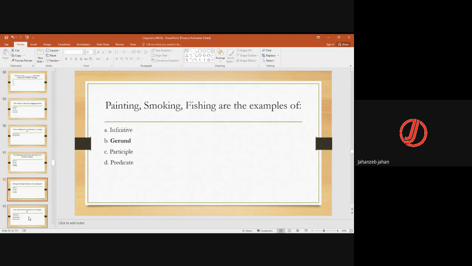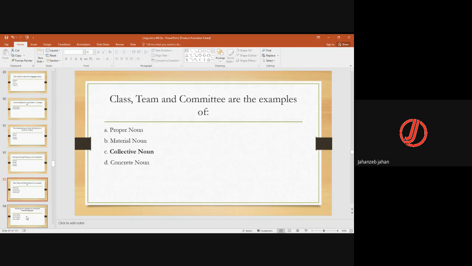Painting, smoking, fishing are examples of gerund. Like painting, he is painting, ये verb हो गया, and painting is my hobby, so the verb is converted into a noun. Yeah, smoking, he is smoking, verb. Smoking is injurious to health, so this is working, the verb is working as a noun. So इस तरह इनको gerund कहा जाता है. Class, team, and committee are examples of collective nouns.